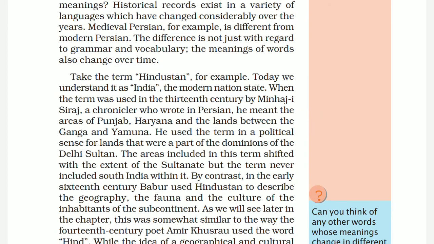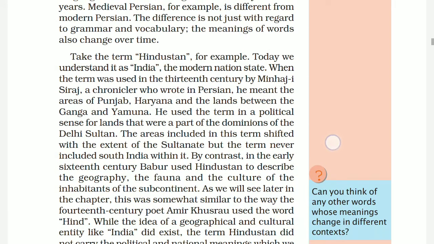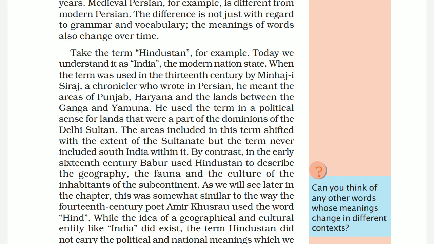Take the term Hindustan, for example. Today we understand it as India, the modern nation state. When the term was used in the 13th century by Minhaj-i-Siraj, a chronicler who wrote in Persian, he meant the areas of Punjab, Haryana, and the land between the Ganga and Yamuna. So, Hindustan described the area of Punjab, Haryana, and land between Ganga and Yamuna. He used the term in a political sense for the areas that were a part of the dominions of the Delhi Sultanate.